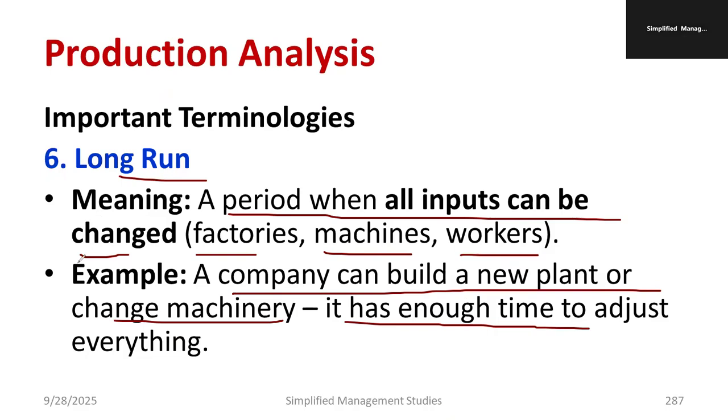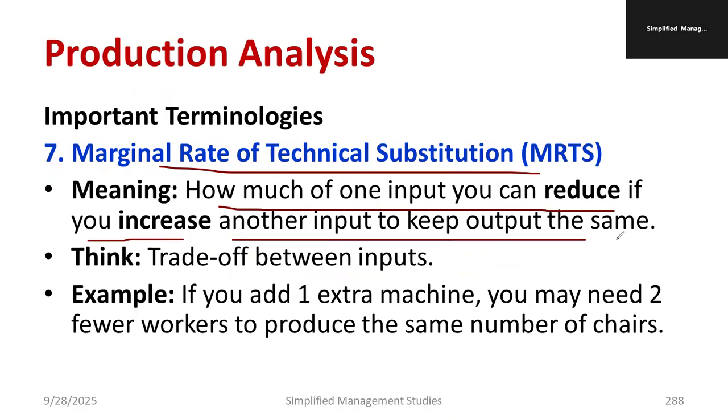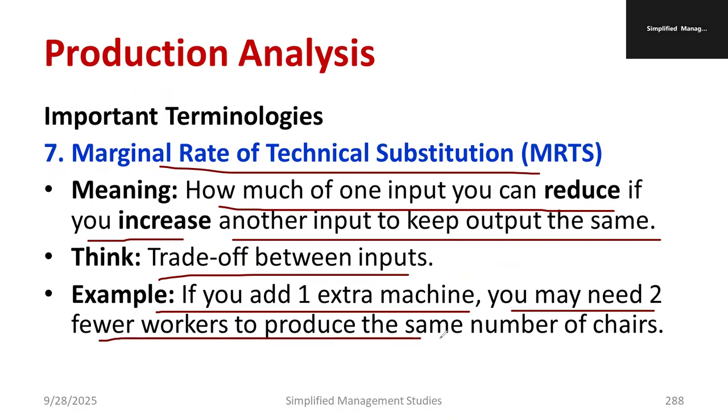Similarly, we need to be familiar with the marginal rate of technical substitution. What is MRTS? Marginal rate of technical substitution: how much of one input you can reduce if you increase another input, keeping the output the same. It is a trade-off between inputs. If you add one extra machine, you may need fewer workers to produce the same number of chairs. That is the concept of MRTS.